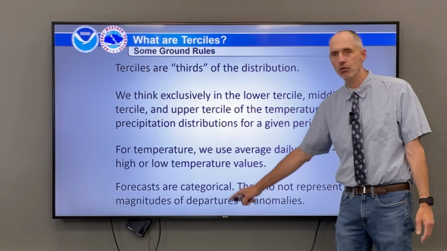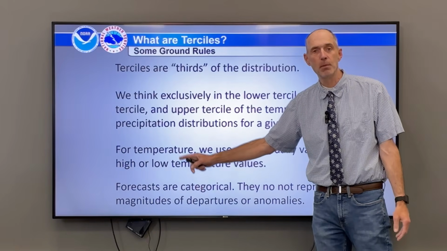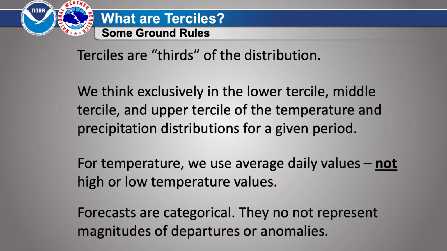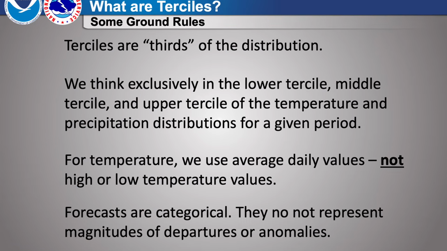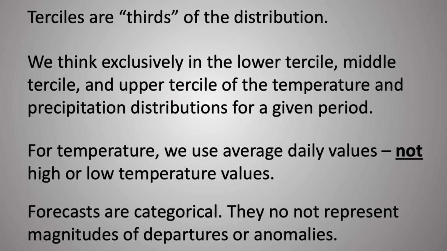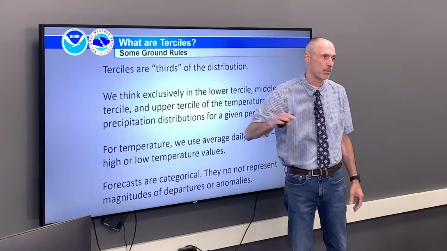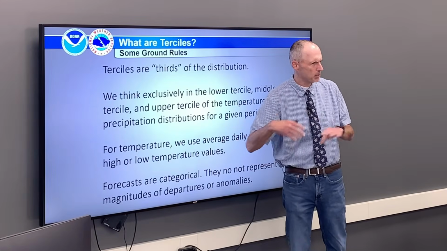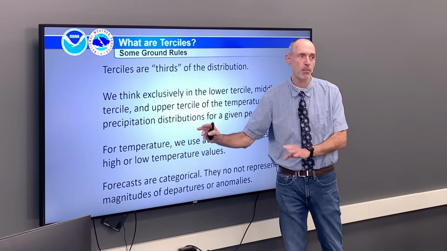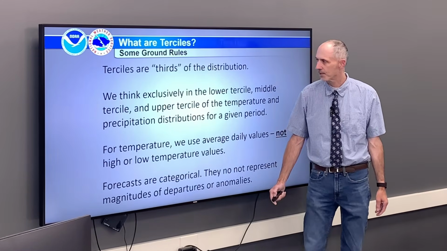Okay, and crucially, these are categorical probability temperatures. We make no statement about 10 degrees above normal, or 5 degrees below normal, or twice as much precip as normal, or no precip. None of that is in there. Some of it's kind of implied, and that's okay, but that's not actually part of the official forecast.